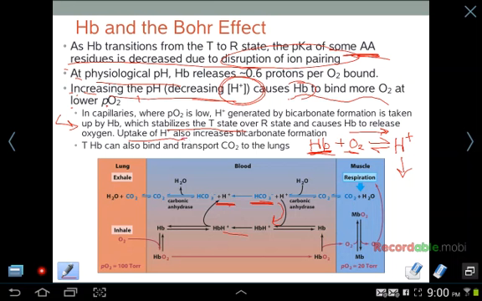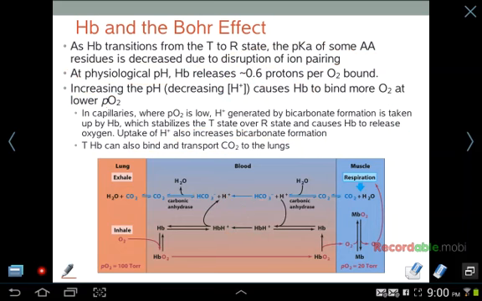Uptake of protons also increases bicarbonate formation, right? Because if hemoglobin is taking up the protons, then we're going to be forcing bicarbonate formation. The T-state hemoglobin can also bind and transport carbon dioxide to the lungs. So let's see if we can look at this step by step.